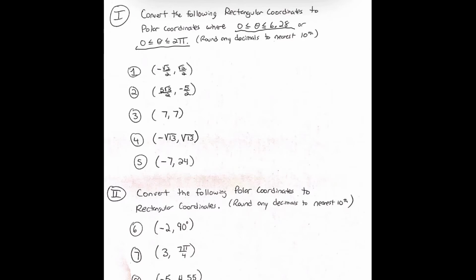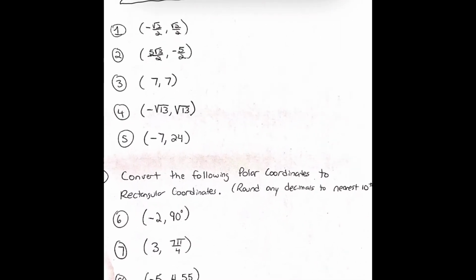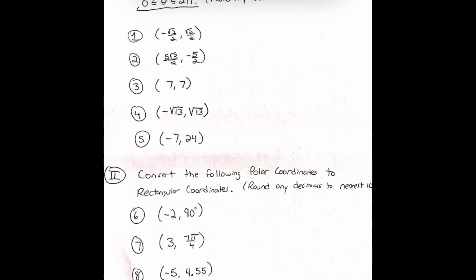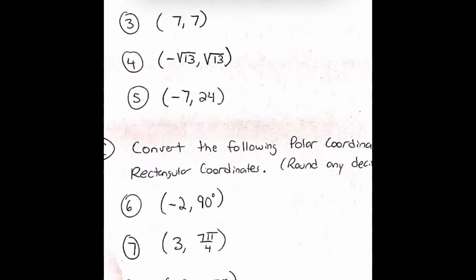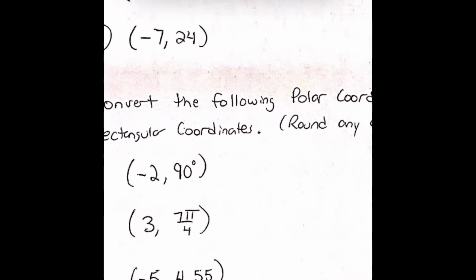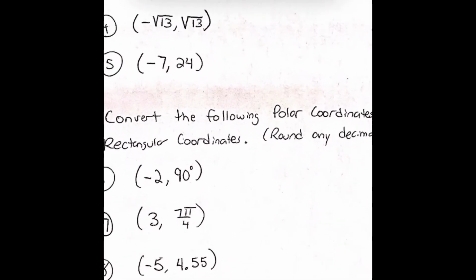Okay, now let's look at the second part of this where we got to go from polar coordinates to rectangular coordinates. Alright, so let's start with number 6.